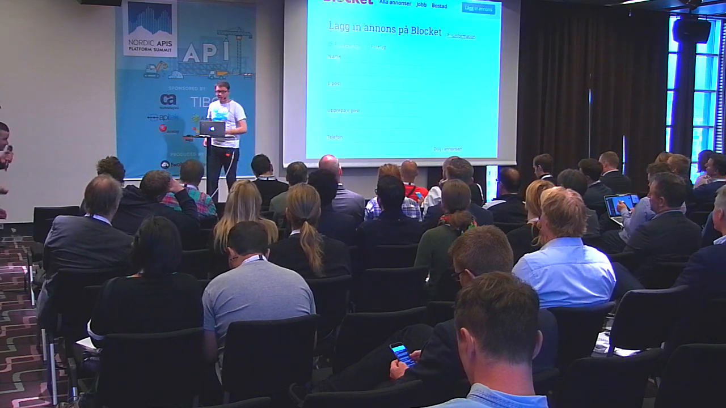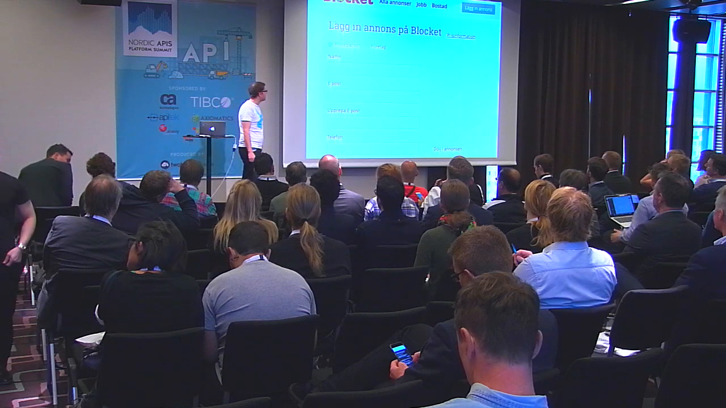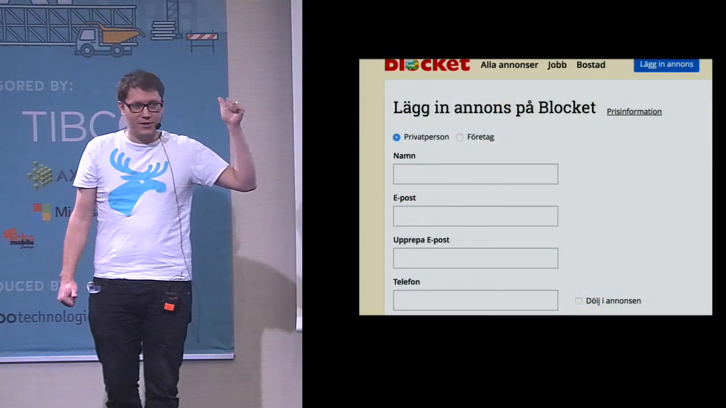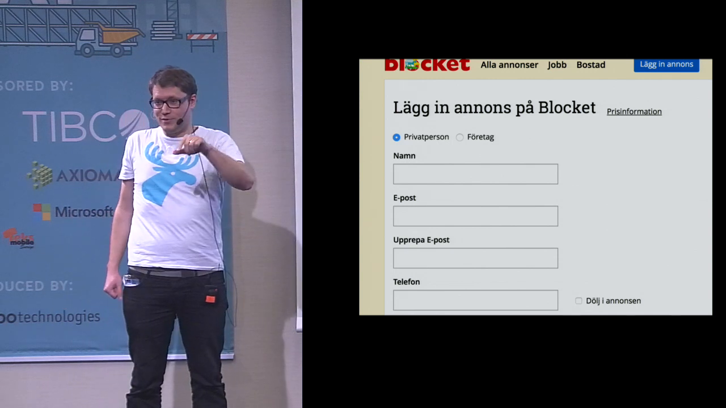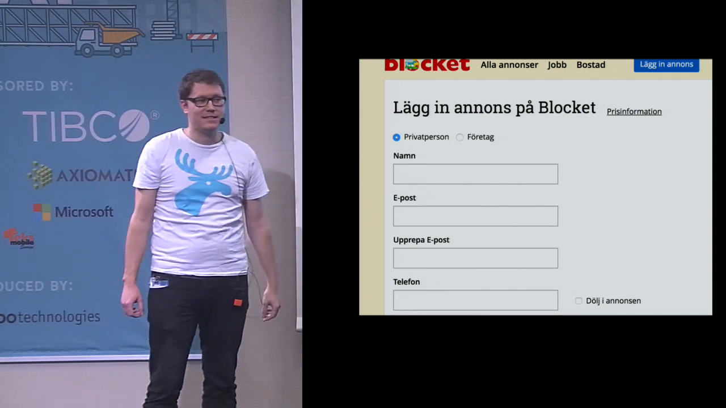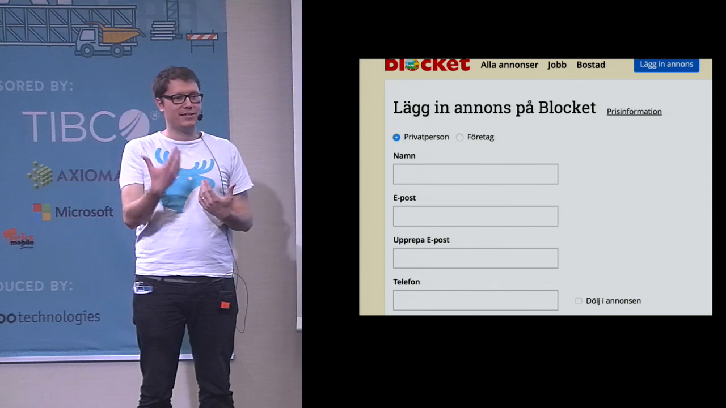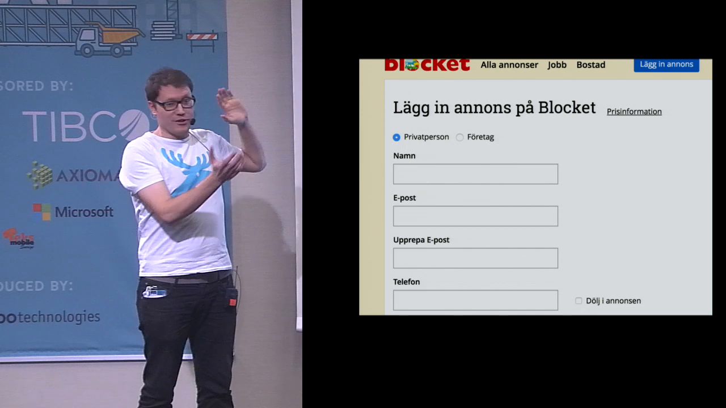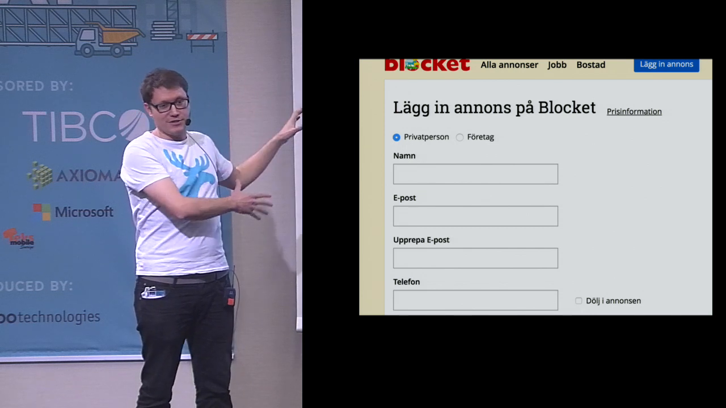So here is a fairly known site. Does anybody not know what Blocket is here in the room? A couple of people that are maybe not from Sweden. So it's a classified ad site. You put up an advertisement, you sell something there, and there are a lot of people who usually come and buy your stuff.